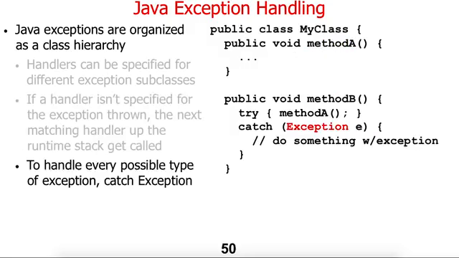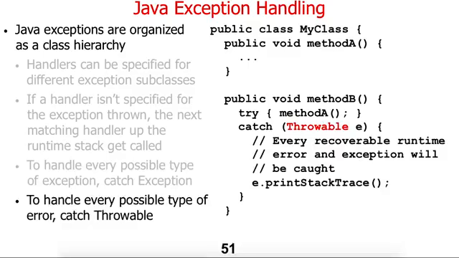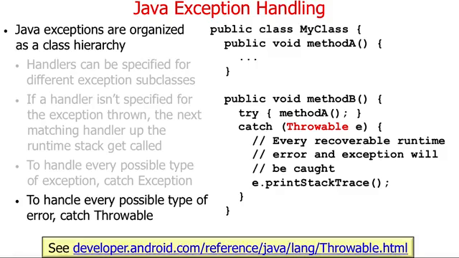To handle every possible type of exception in a method, simply define a catch block that handles Exception, which, as a superclass, forms the base of the Java exception inheritance hierarchy. Moreover, to handle every possible type of error, define a catch block that handles Throwable, which is the superclass of all recoverable runtime errors and exceptions in the Java language.